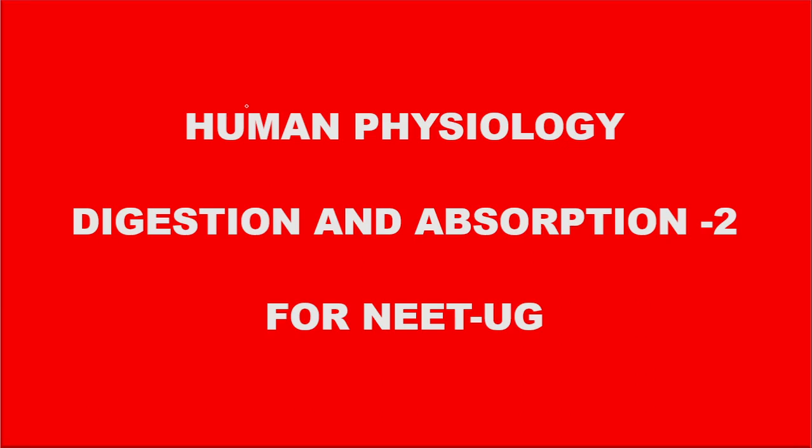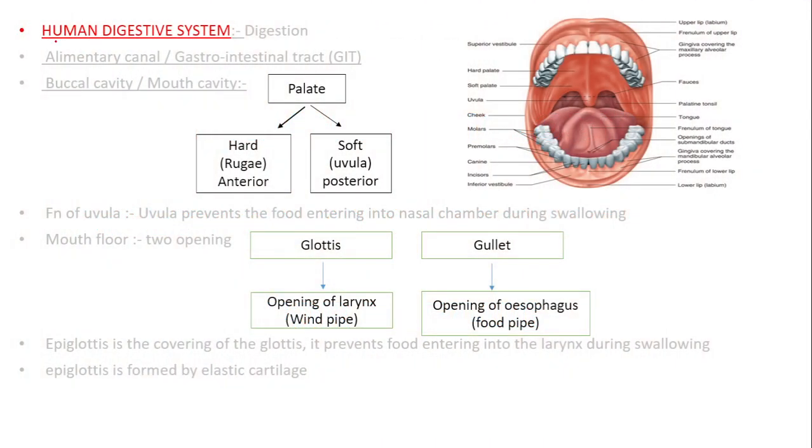Hello everyone, today I want to share some knowledge regarding digestion and absorption, that is part 2 of human physiology, NEET UG. Human digestive system. In the human digestive system, digestion is done in the alimentary canal or gastrointestinal tract, GIT. In the alimentary canal, the buccal cavity is the starting point.